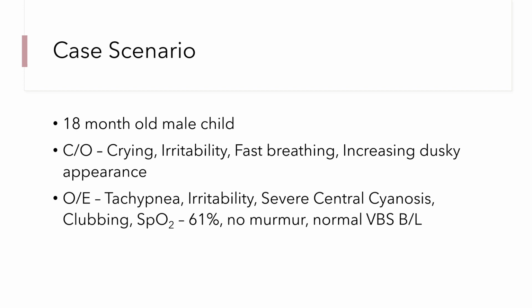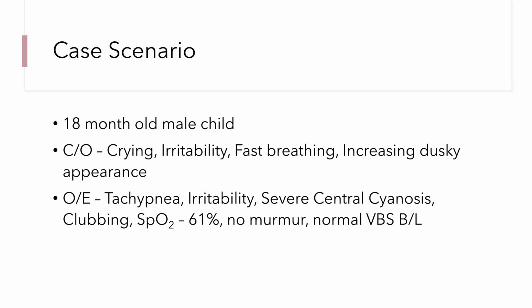An 18-month-old male child comes to the emergency department of the pediatrics with complaint of crying, irritability, fast breathing and increasing dusky appearance as told by the parents. You examine the child and you find a high respiratory rate, that is tachypnea. The child is extremely irritable. The child appears to have severe central cyanosis, which is giving rise to the dusky appearance as told by the parents. The child has clubbing of fingers.